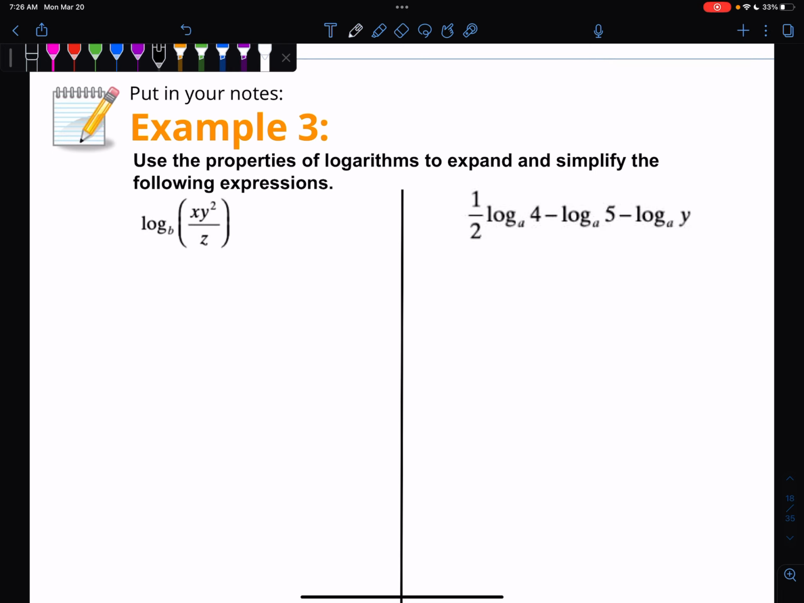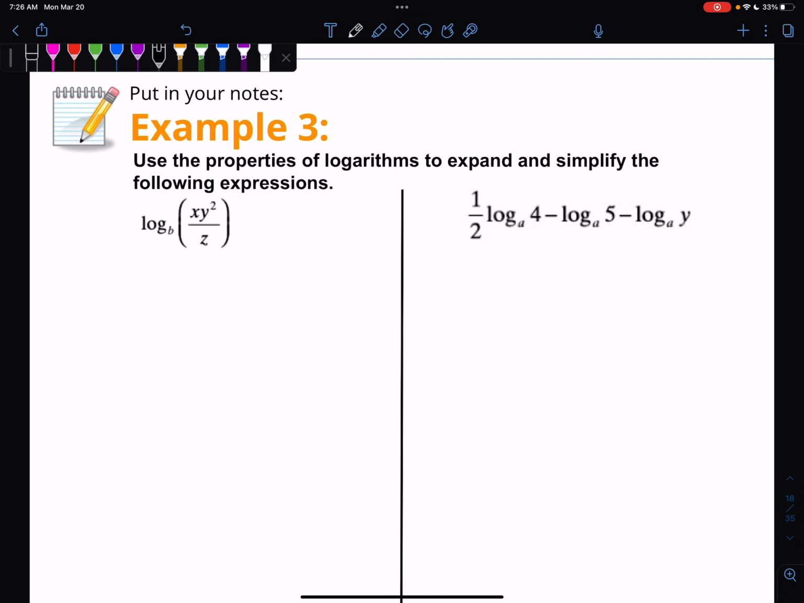Okay, use the properties of logs to expand and simplify the following expressions. We're going to take these right now and expand and simplify them.